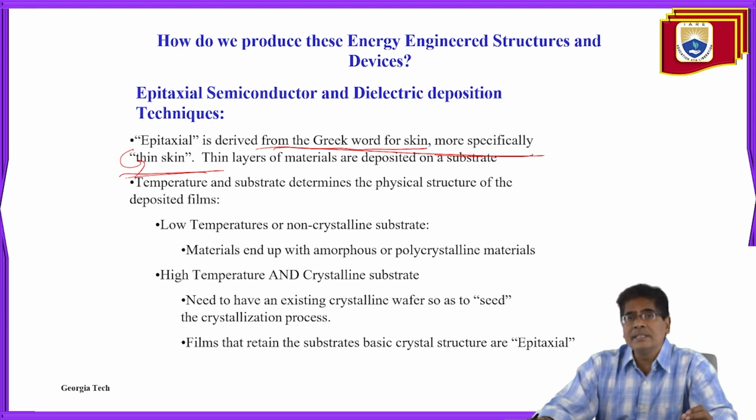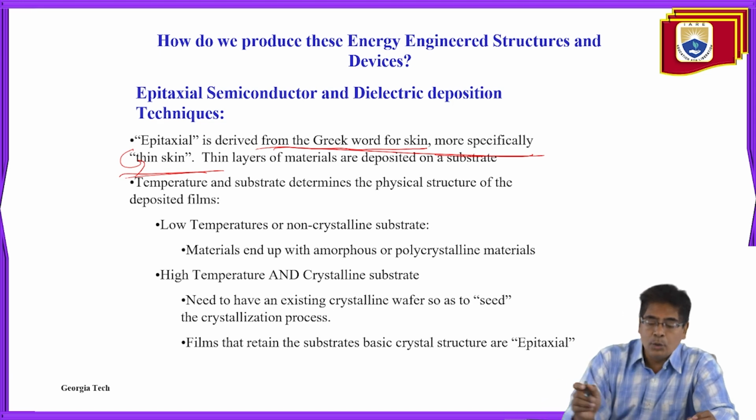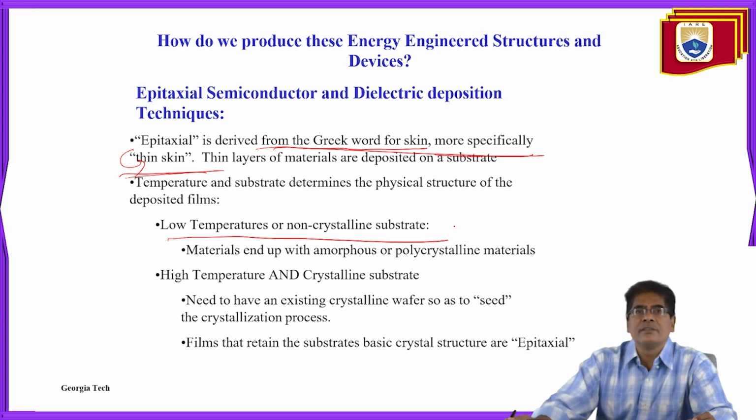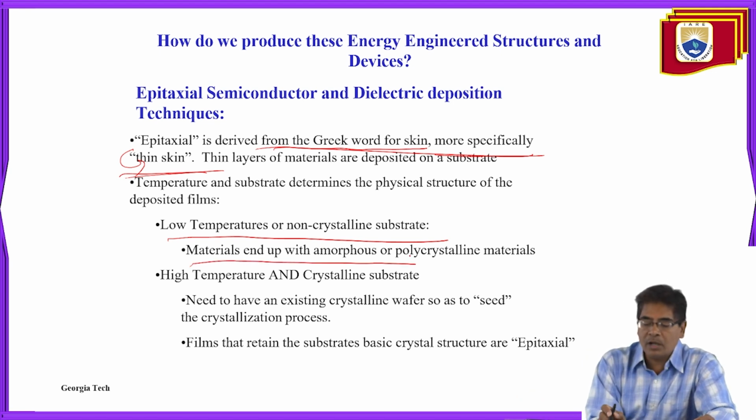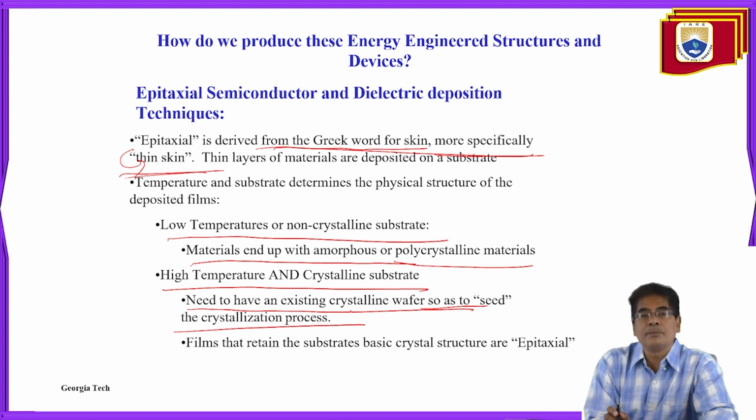Temperature and substrate determine the physical structure of the deposited films. Low temperatures or non-crystalline substrates end up with amorphous or polycrystalline materials. High temperature and a crystalline substrate need an existing crystalline wafer so as to see the crystallization process.